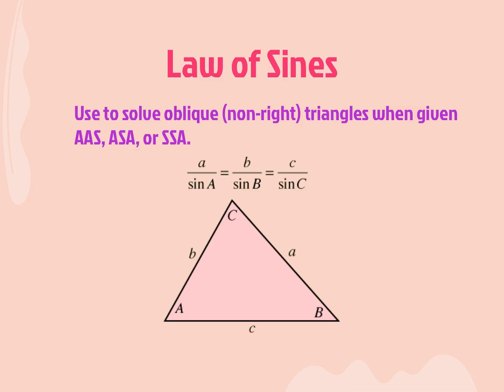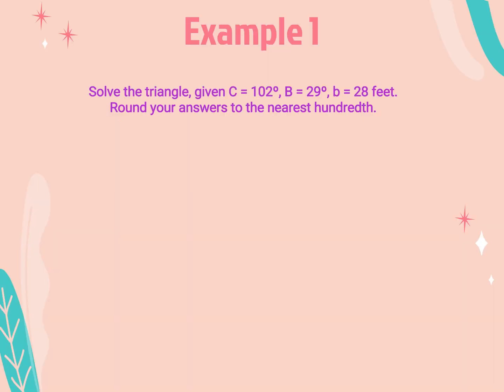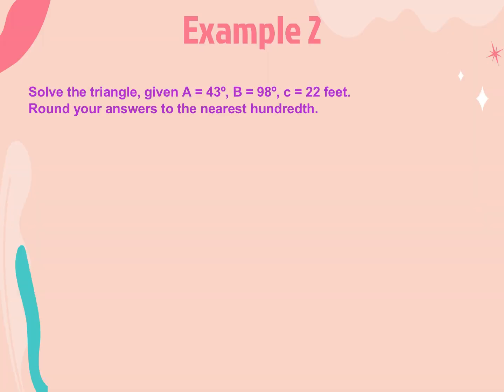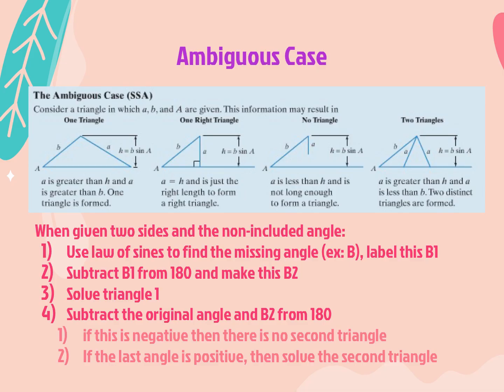So yesterday we saw the formula, and again, remember you're going to just take two of these ratios at a time to form a proportion. And this is for non-right triangles. When it's a right triangle, we could use the normal trig and Pythagorean theorem. So we did example 1, we did example 2, we saw the ambiguous case, the explanation here.